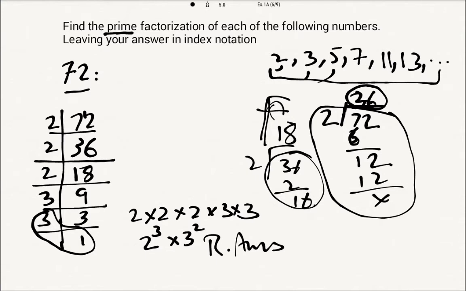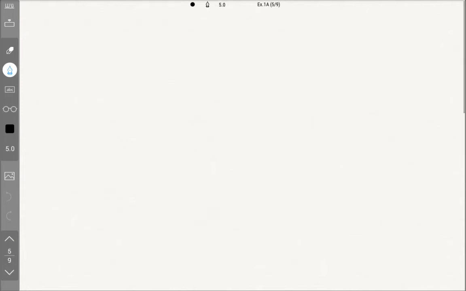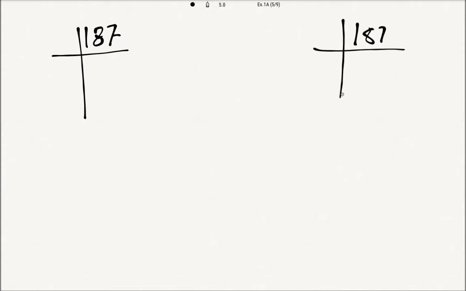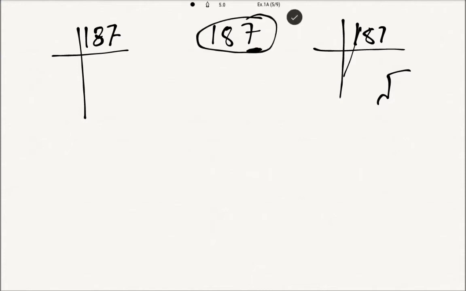So now we will start the next question. 187. Okay, 187 is the bigger number, so I will use this. Can we divide 187 by 2? No, that means it is not in the table of 2, not divisible by 2.